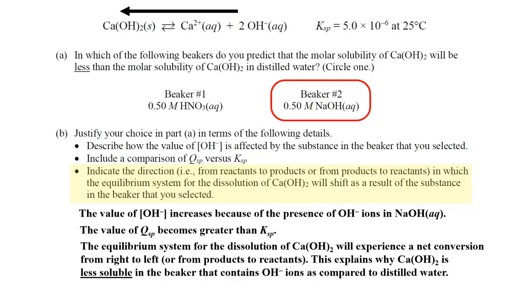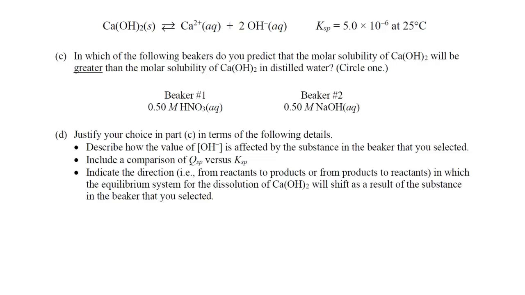So instead of less soluble, this is what it says in part C. In which of the following beakers do you predict that the molar solubility of calcium hydroxide will be greater than the molar solubility of calcium hydroxide in distilled water? Well, you can already tell what we're going to choose here because it's not going to be sodium hydroxide. So by default, I'm going to be selecting beaker number 1.